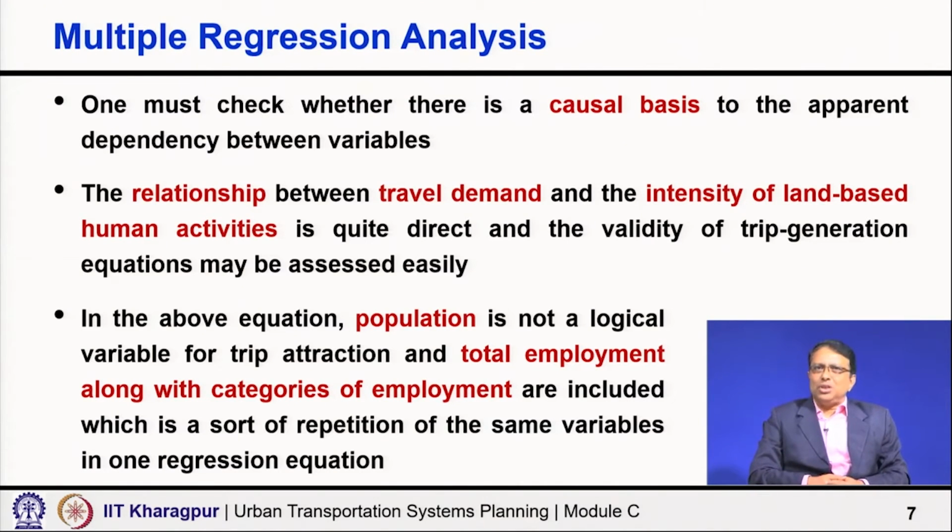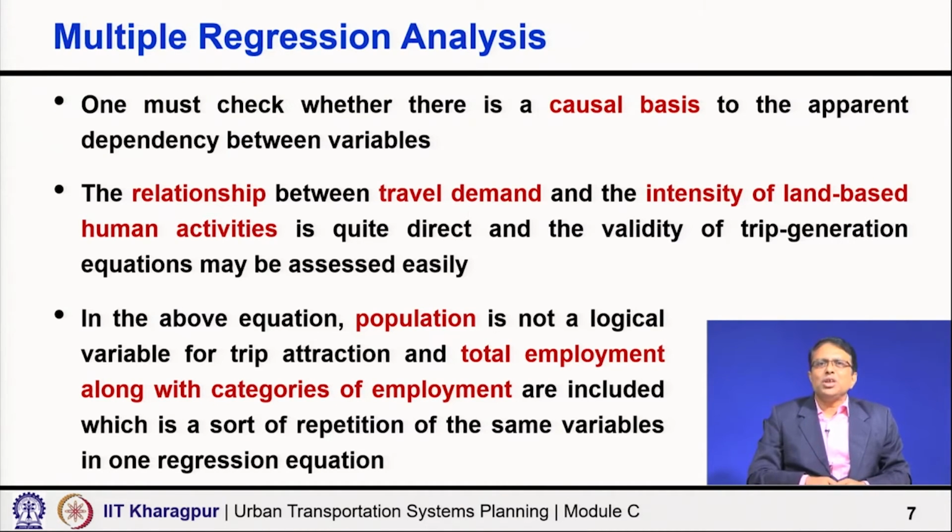One must check whether there is a causal basis to the apparent dependency of the variable. The relationship between travel demand and intensity of land based human activities is quite direct. As we say for attraction, whether the population is logical or not, this is a very direct relation, and you can check the logical inclusion of the variable. And the validity of the trip generation equation needs to be assessed easily.